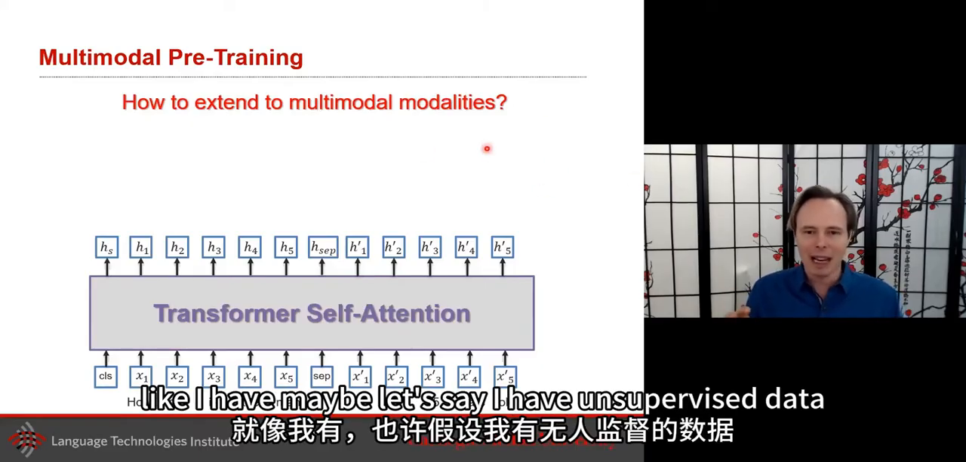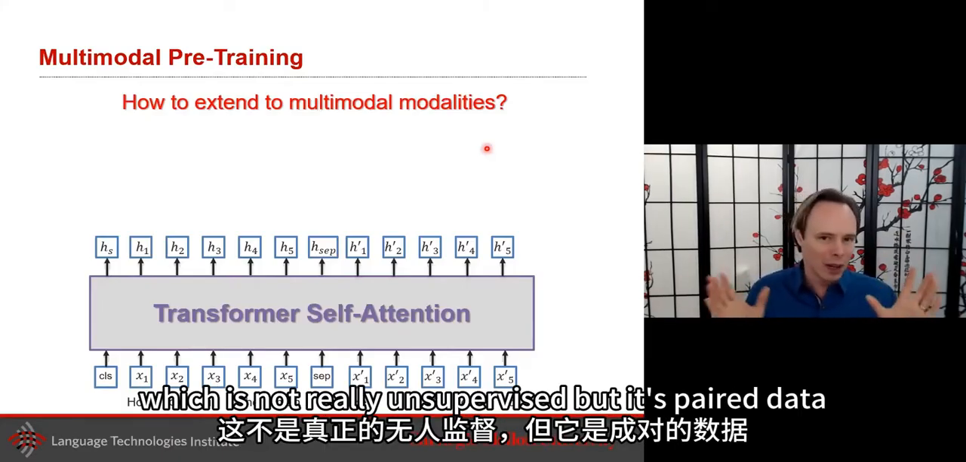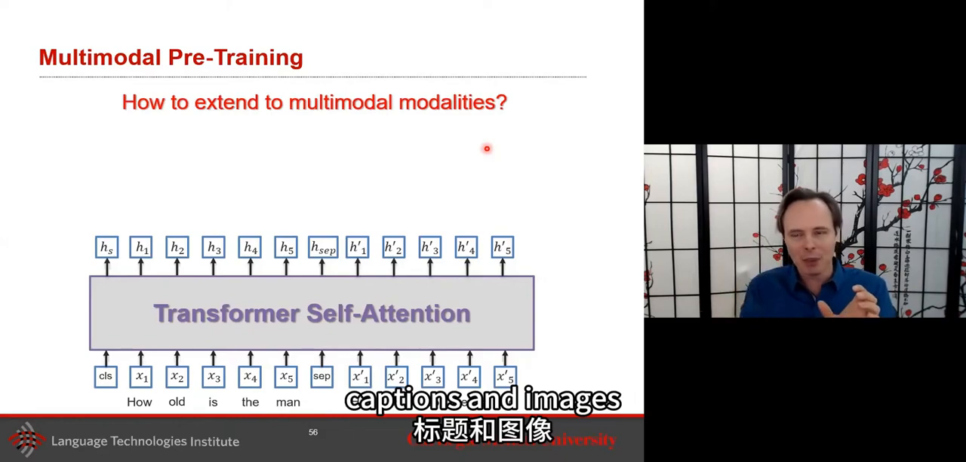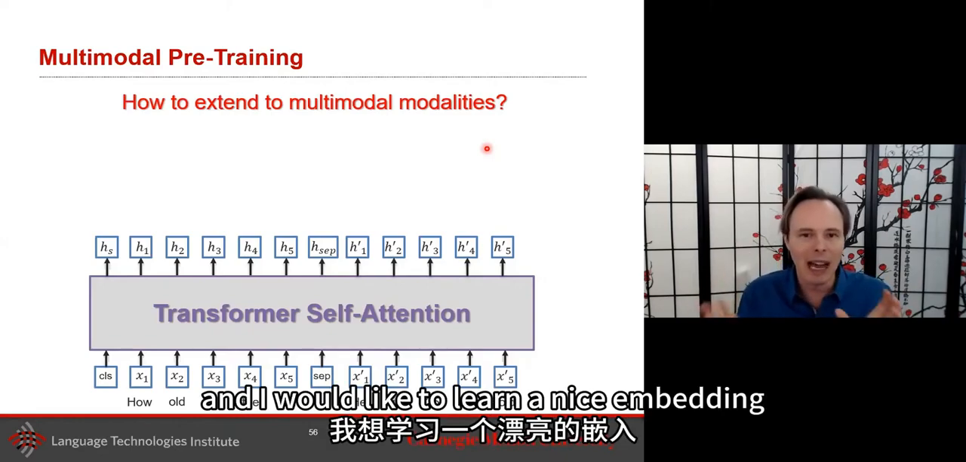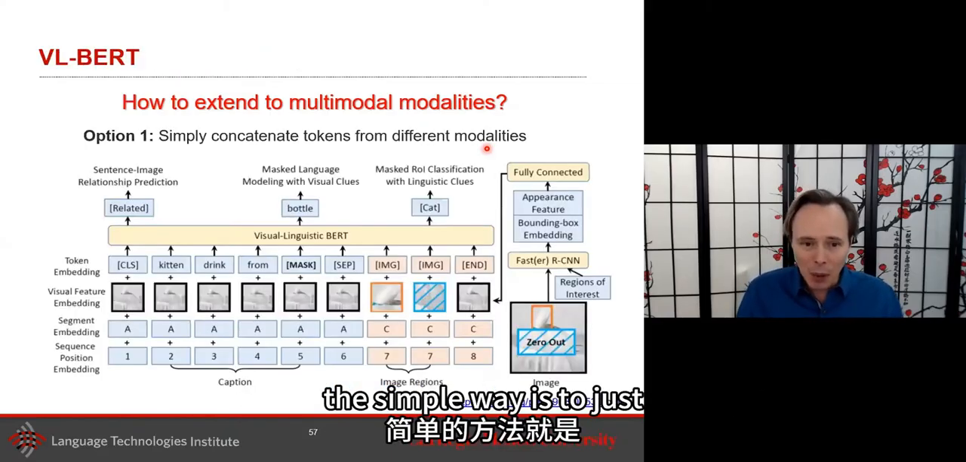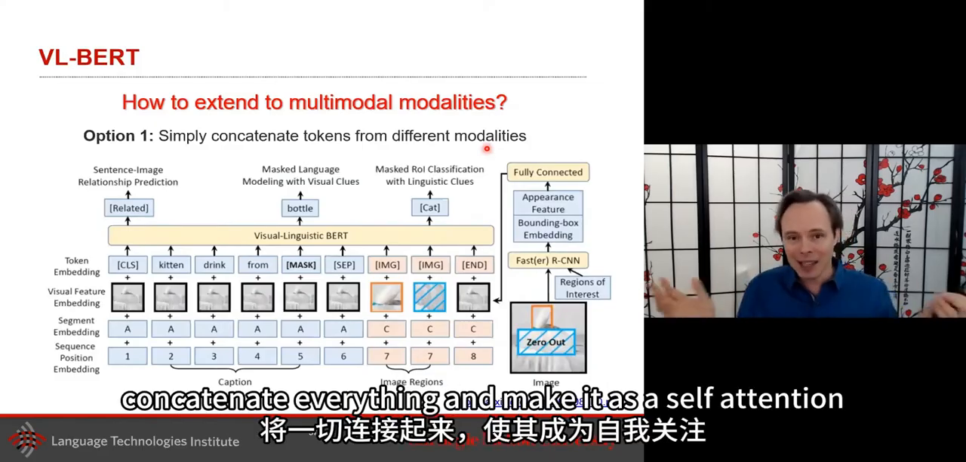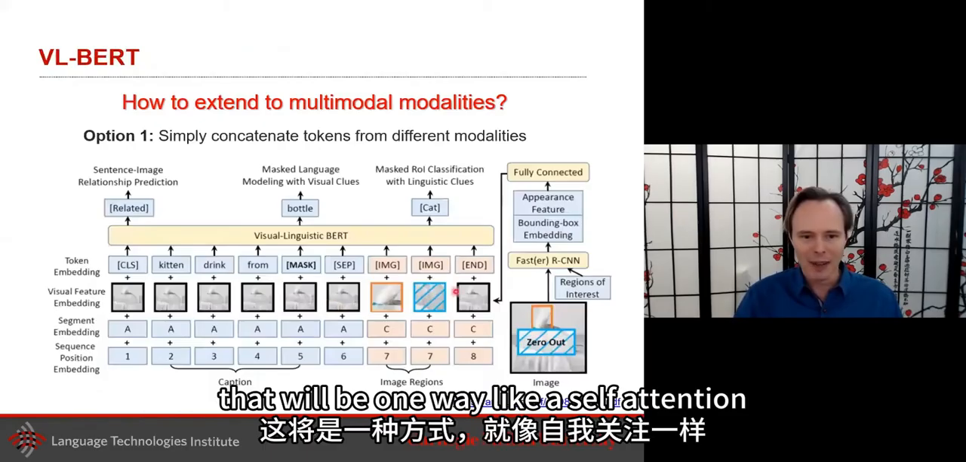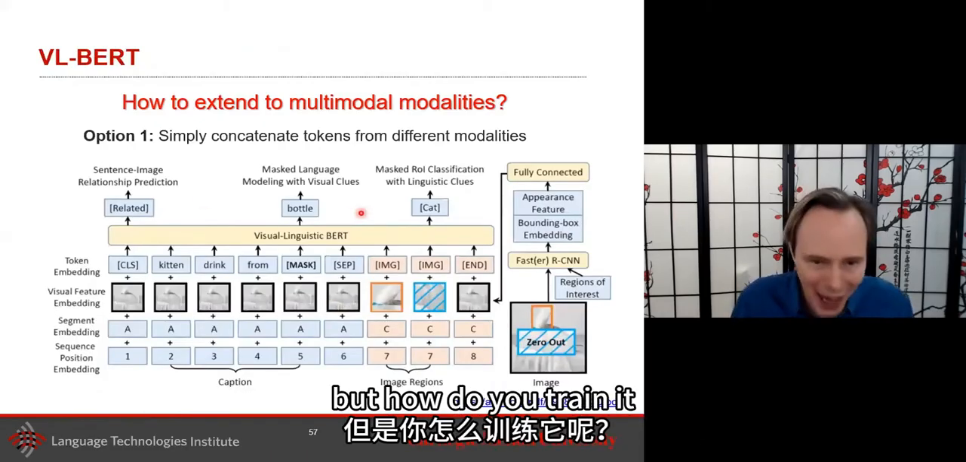Let's say I have unsupervised data, which is not really unsupervised, but it's paired data. I have this paired data between captions and images, and I would like to learn a nice embedding. The simple way is to just concatenate everything and make it a self-attention. That will be one way. But how do you train it?